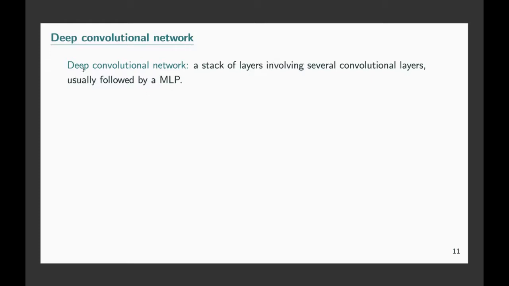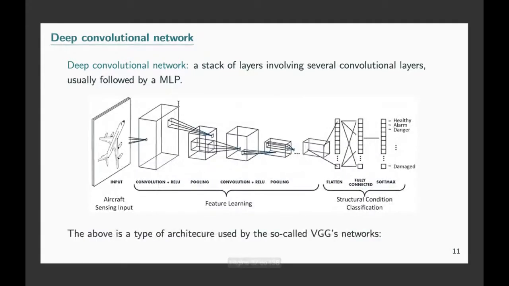And the deep convolutional network is usually followed by a multi-layer perceptron, which does the final task. It adapts whatever the convolution learns to the specific task. We'll see an example here. So this is a standard architecture for a deep convolutional network.